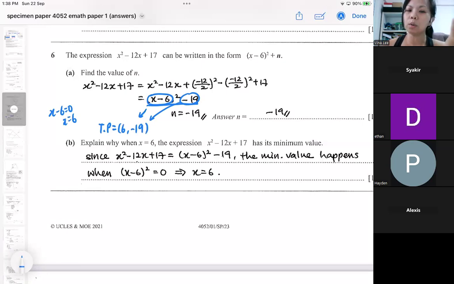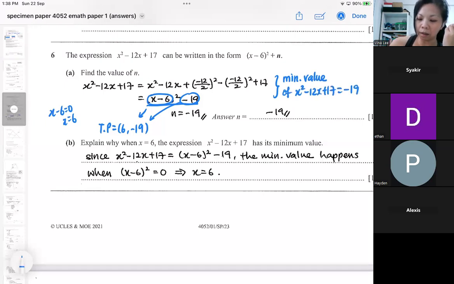So whenever you complete the square, you must remember that it should tell you about the turning point. And sometimes they also ask you for the minimum value. So if they ask you for the minimum value, please answer accordingly. So the minimum value of this is equal to minus 19.